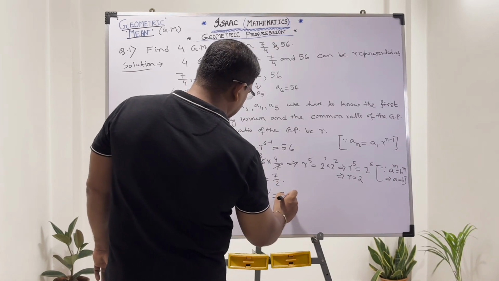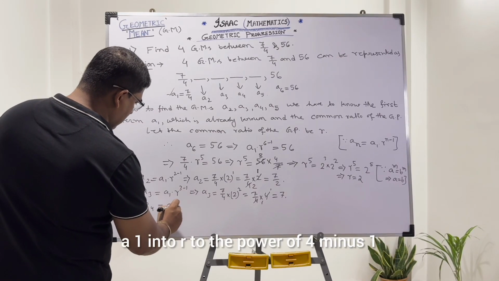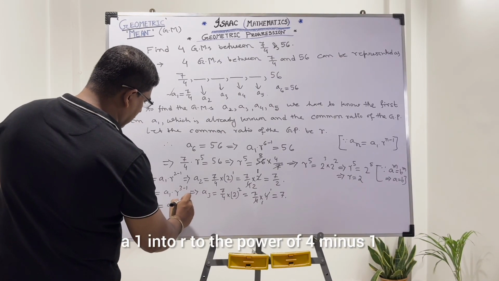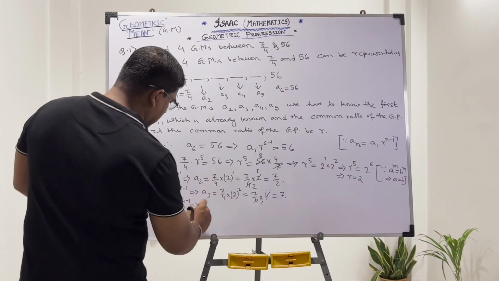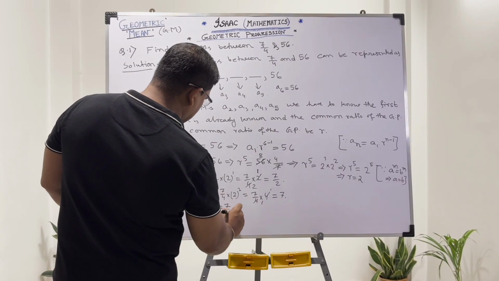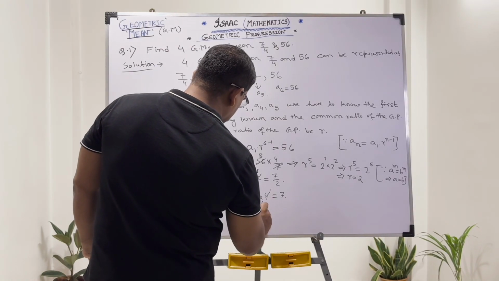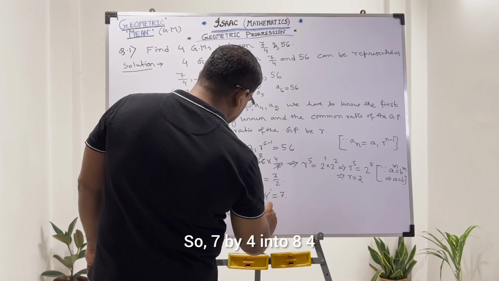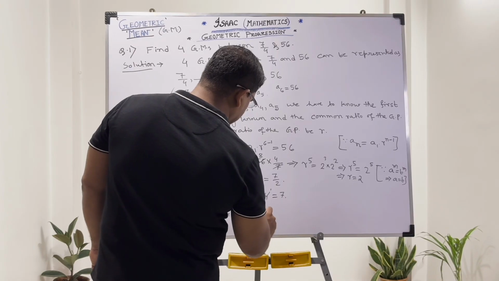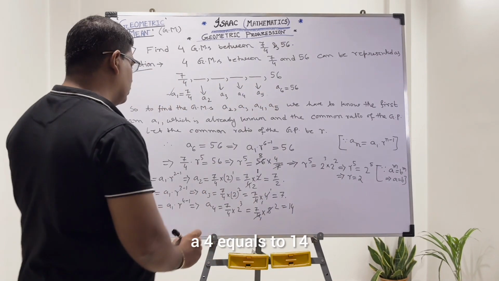We get 7. A4 equals A1 into R to the power of 4 minus 1. This implies A4 equals 7 by 4 into R, which is 2, so 2 cubed. So 7 by 4 into 8. 4 2s are 8. So this will give A4 equals 14.